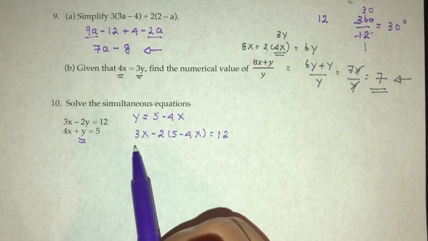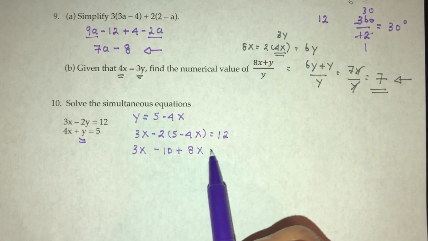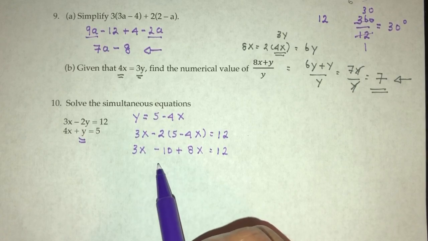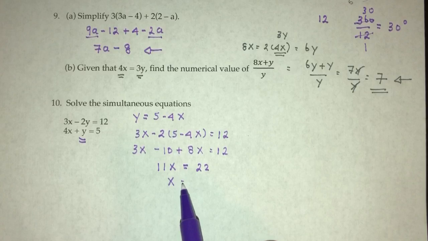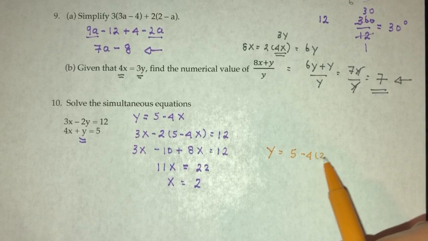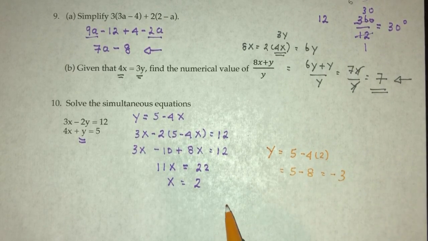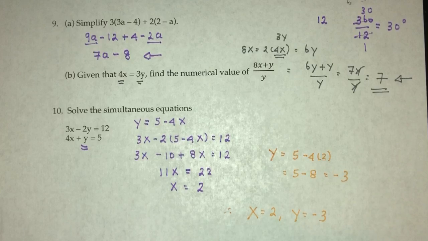Now we expand. You will have 3x minus 10 plus 8x equal to 12. So 3x plus 8x, that will be 11x equal to 22. X has to be the value of 2. Now for the value of y, y has to be 5 minus 4 times x. That will be 5 minus 8, and that will be minus 3. So x has to be 2 and y has to be minus 3. And that is your question number 10.